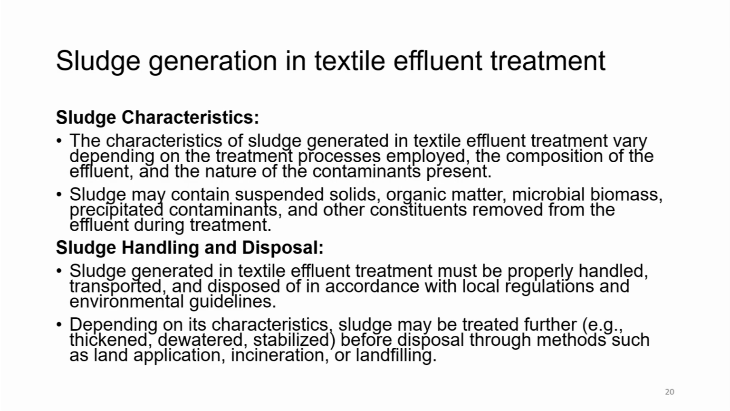Sludge handling and disposal. Sludge generated in textile effluent treatment must be properly handled, transported and disposed of in accordance with local regulations and environmental guidelines. They cannot be just disposed anywhere and everywhere. Depending on its characteristics, sludge may be treated further, thickened, dewatered, stabilized before disposal through methods such as land application, incineration or landfilling.